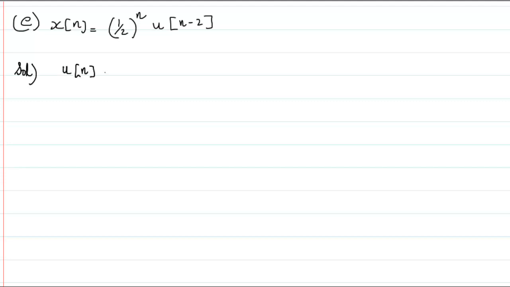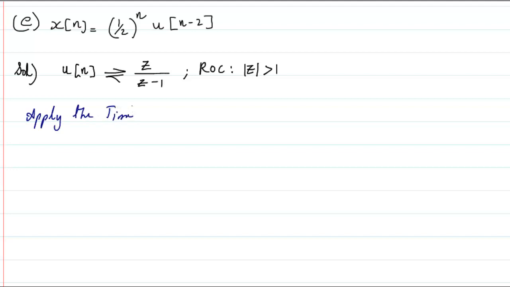first we know the Z transform of u of n is z divided by z minus 1, with ROC Z greater than 1, outside the circle. Okay, next we apply the time shifting property, time shift property. And what is the time shift property?